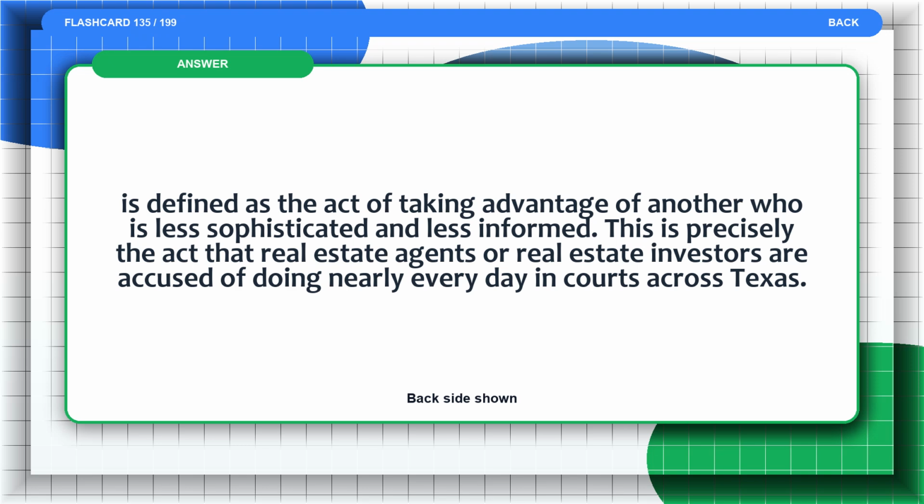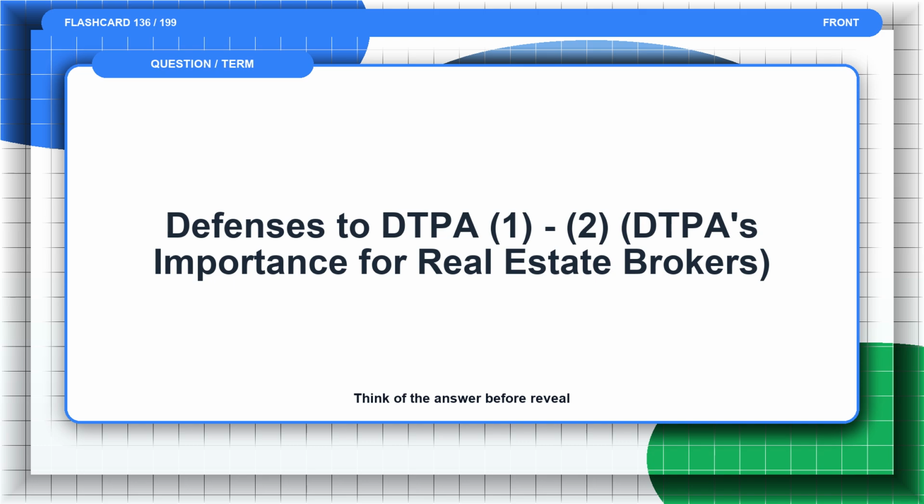The answer is, defined as the act of taking advantage of another who is less sophisticated and less informed. This is precisely the act that real estate agents or real estate investors are accused of doing nearly every day in courts across Texas.